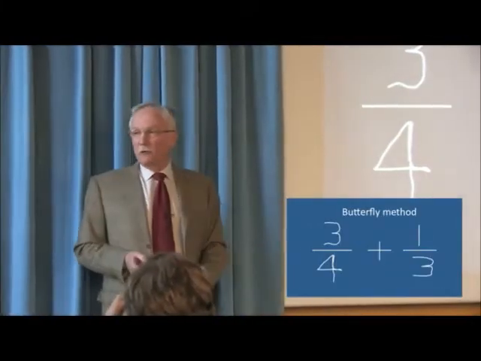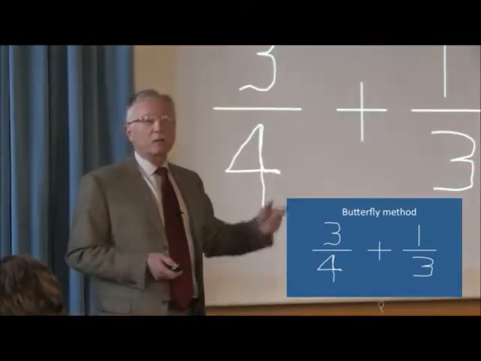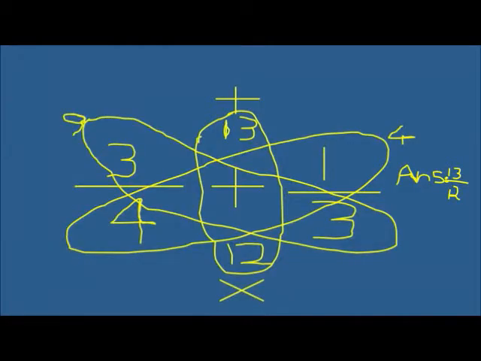We've all taught adding fractions with unlike denominators. We all have methods. This is a common method. You may not recognize the name, but you'll recognize the method. It works like this. You draw the wings, and then you draw the body. You draw a plus sign for the antenna to remind you, a multiplication sign for the tail. Then you multiply on the wings.